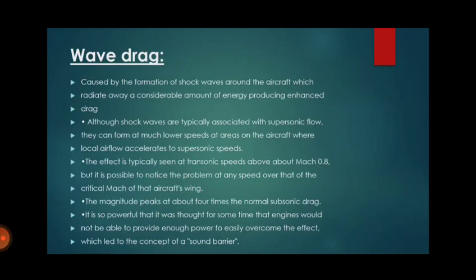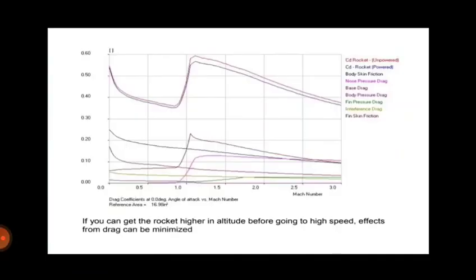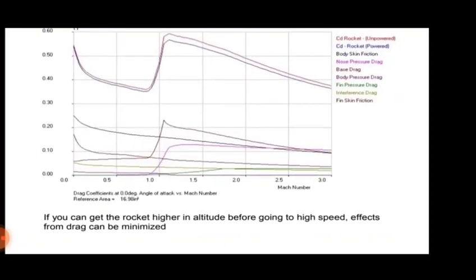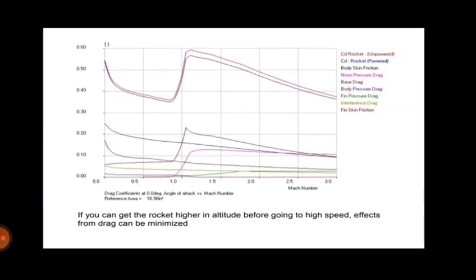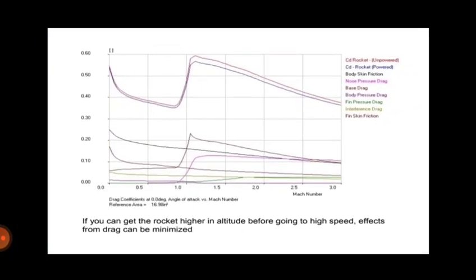It is so powerful that it was thought for some time that engines would not be able to provide enough power to easily overcome the effect, which leads to the concept of a sound barrier. We can see the graph. Cd rocket unpowered, Cd rocket powered, body skin friction, nose pressure drag, base drag, body pressure drag, fin pressure drag, interference drag, fin skin friction.